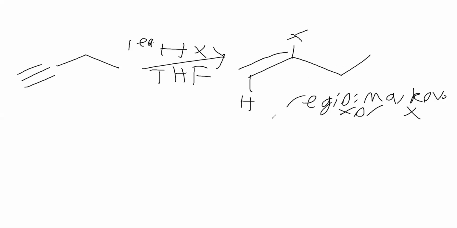And if we added another equivalent, it would add the second. So I'll just say second equivalent. It'll just add another halogen to that Markovnikov position. Okay, and the addition of X2 is exactly the same as with an internal alkyne. It just forms a trans product. So I'm gonna kind of skip over that, but just know that it's the same pattern.